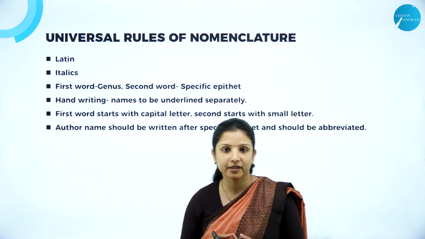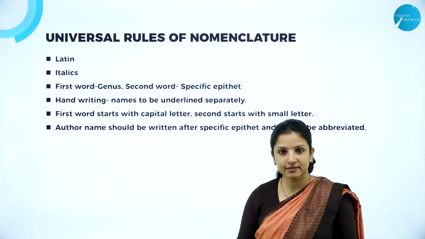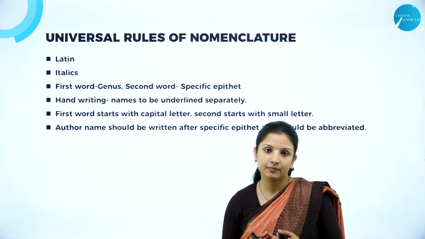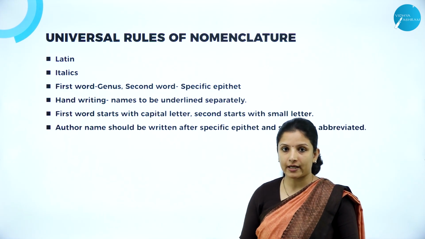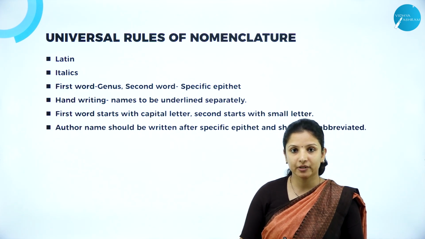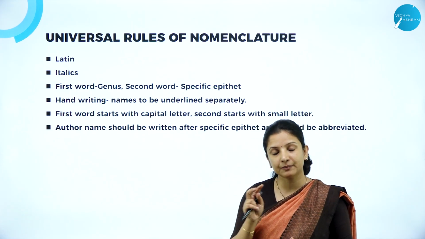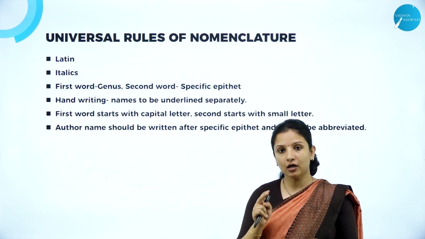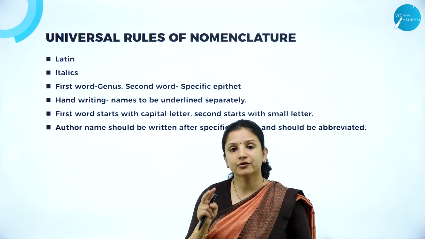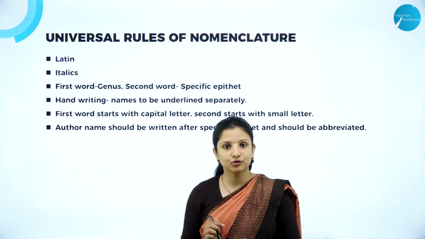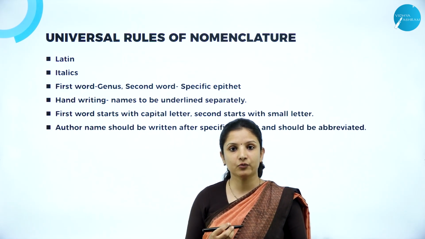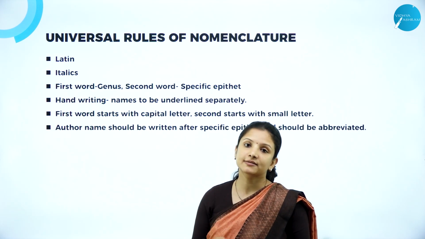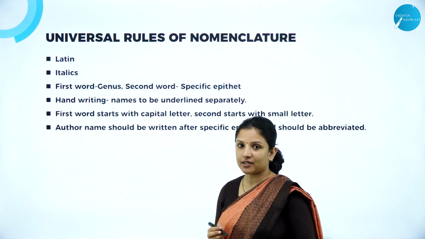So we know what nomenclature is, right? Nomenclature is nothing but assigning or giving a name to a particular organism. So what is binomial nomenclature? Binomial nomenclature means giving two names to a particular organism, wherein the two names are called two components: the first component will be the genus name and the second component will be the specific epithet.